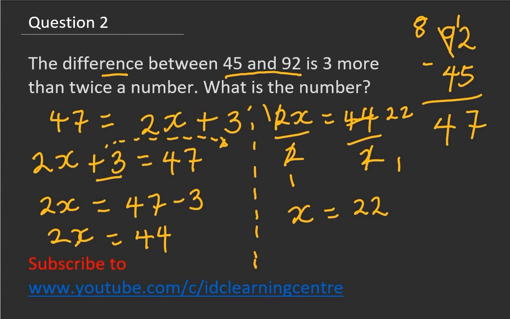Remember, the difference between 45 and 92 is 3 more than twice the number. So, since the difference is 47, let's see if I'm right. Twice 22 will give me 44. 3 more, it will give me 47. You can see I'm correct. So, the right answer is 22.